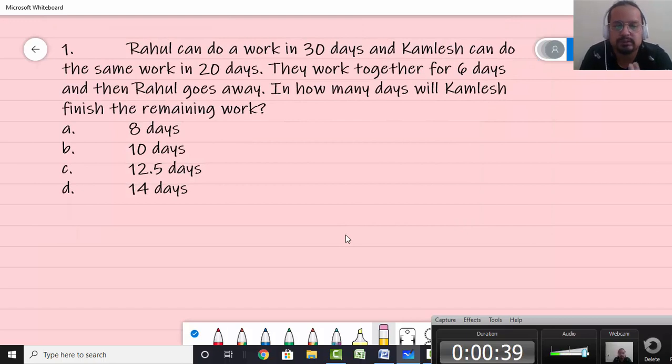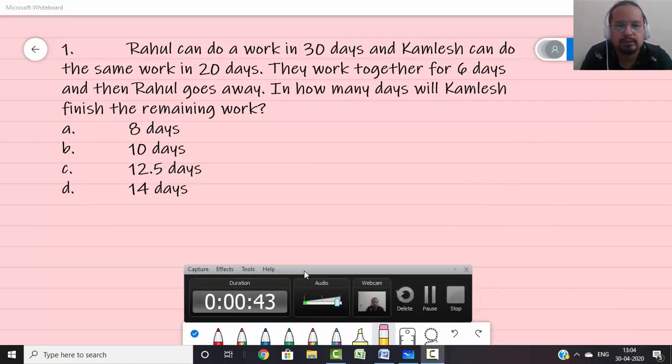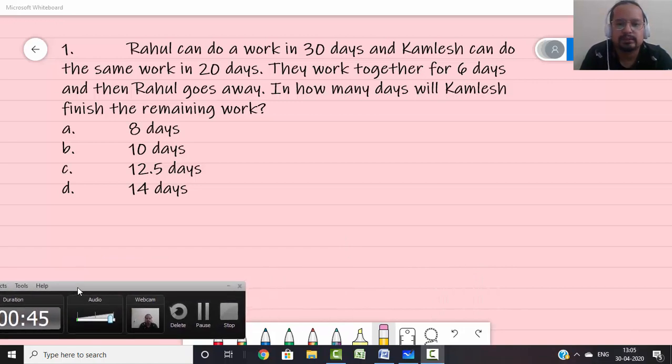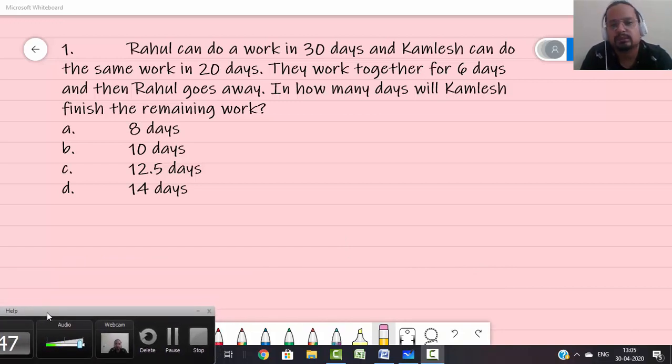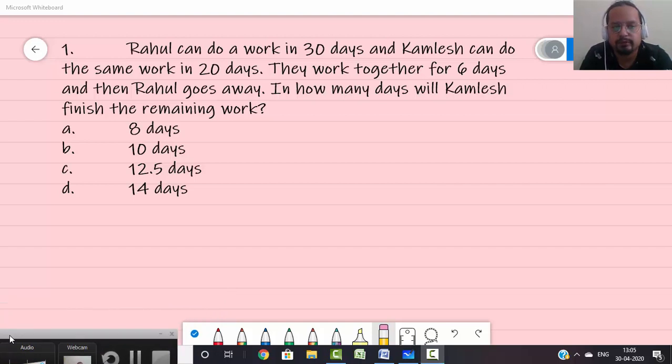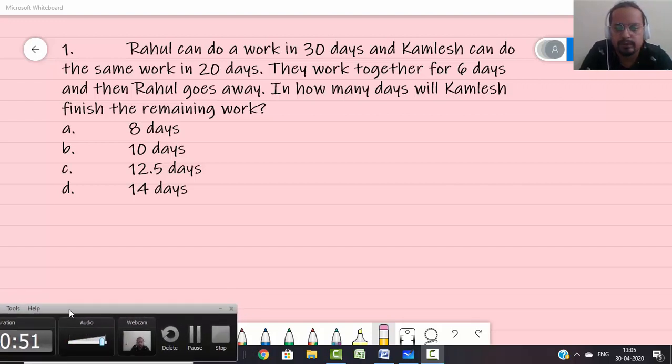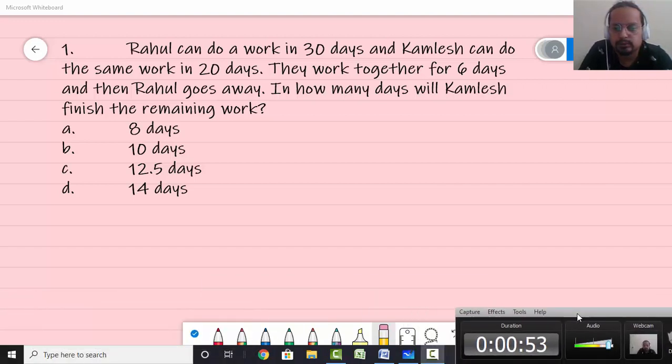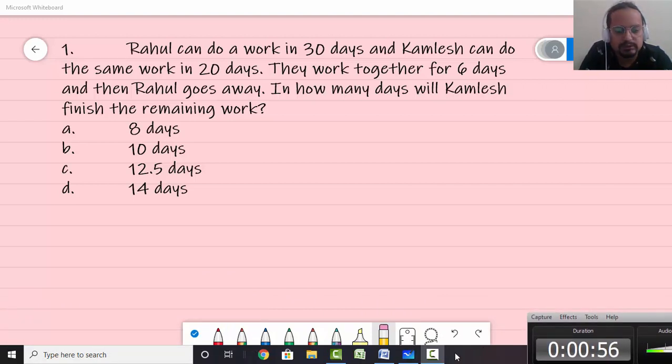So this first question: Rahul can do a work in 30 days and Kamlesh can do the same work in 20 days. They together work for 6 days and Rahul goes away. In how many days will Kamlesh finish the remaining work? If you look at this question, you can solve it using the method, total work is equal to one, that you learned in school. But if you take total work as one, Rahul's 1 day work will be 1 by 30, right?